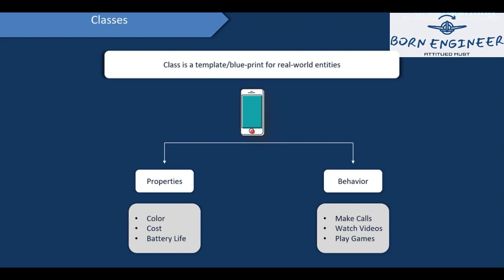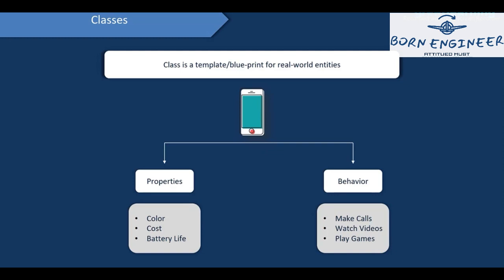So there is something known as a class, which is basically the template or a blueprint for real world entities. Let's take the case of a phone. If we want to have a blueprint for this real world entity, which is a phone, there are two basic things associated: the properties and the behavior. The properties of a phone could be its color, its cost, and its battery life. And if you look at the behavior of a phone, you can make calls, you can play videos, or you can even play games on your phone. So when you combine properties and behavior into one single template, that is when you get a class of a real world object.